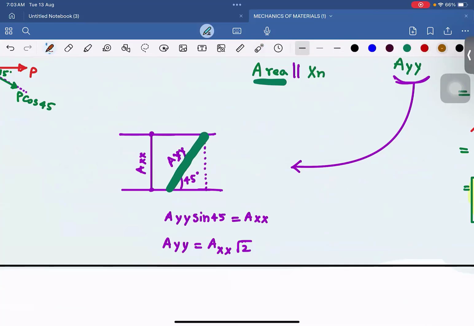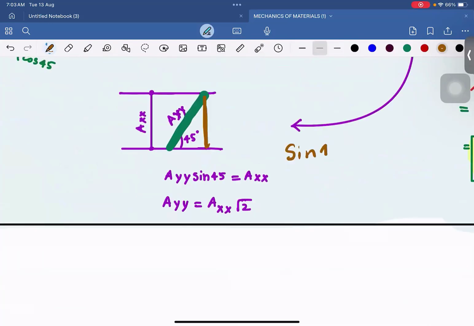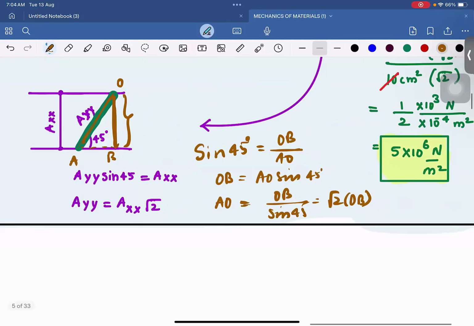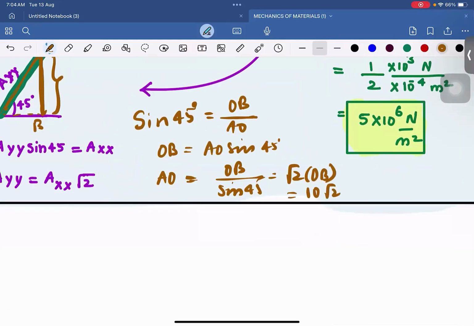The given data is this. So by trigonometry, sin 45 in a triangle. If I take the triangle as OAB, sin 45 is OB, the opposite side, by the hypotenuse OA. So obviously OB is equal to AO into sin 45. But we want AO here. So AO is equal to OB by sin 45. That is root 2 OB. And our OB area is 10 times root 2.